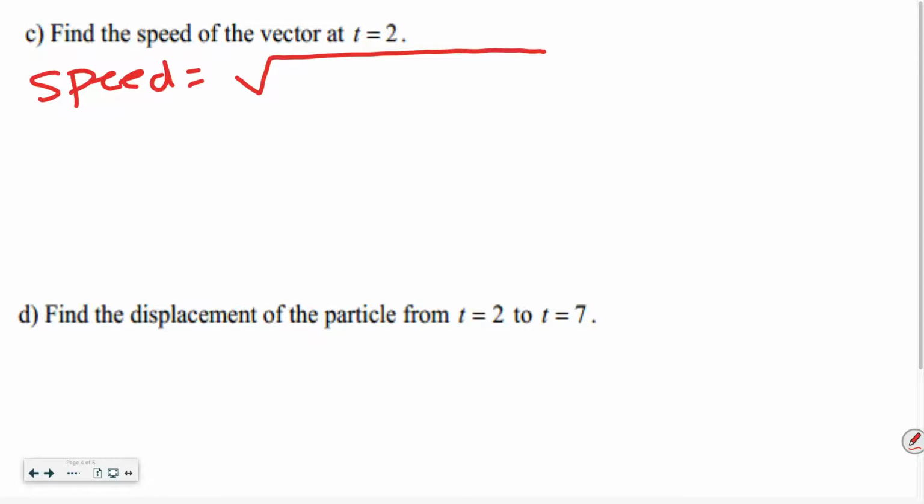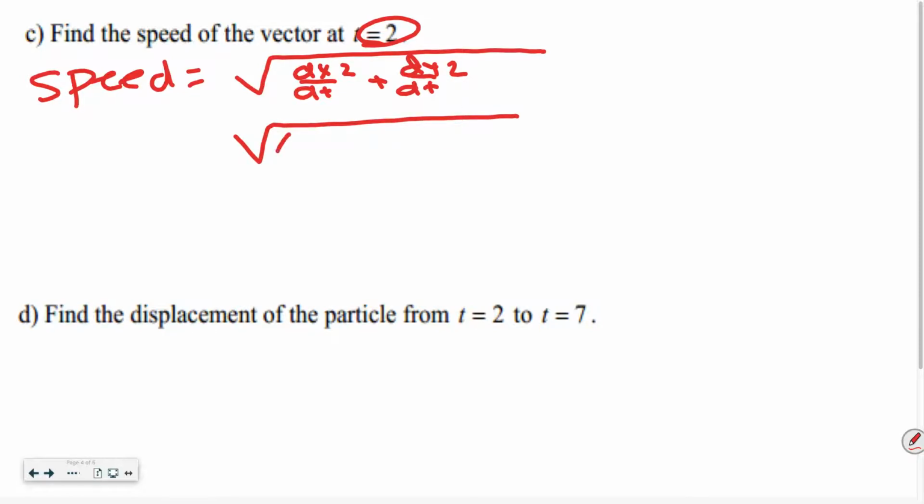Okay, so our speed is the magnitude of the vector, which turns out to be the square root of dx/dt squared plus dy/dt squared. And if we're evaluating at 2, then we can go ahead and throw 2 in there right away. So we have 2 sine of 2, the quantity squared, plus cosine of 4, the quantity squared, in radian mode.